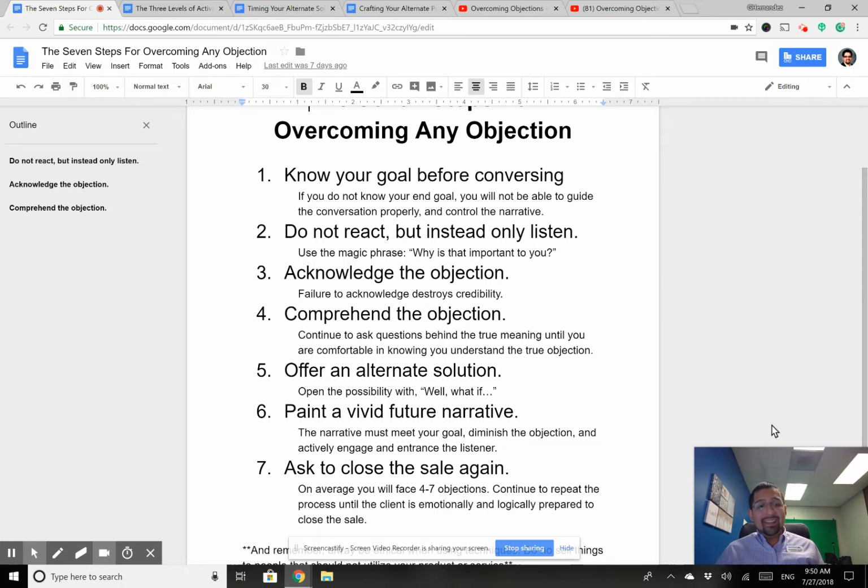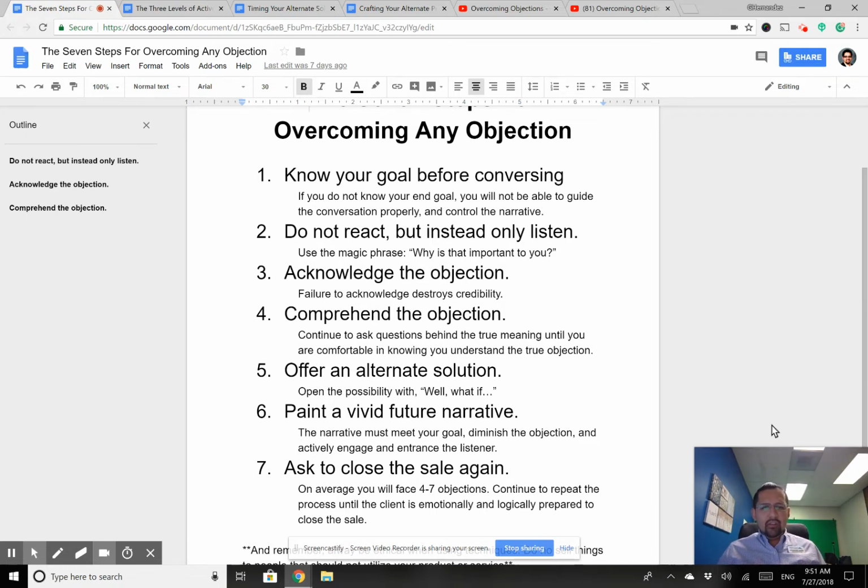If you don't bring a solution to the table, no matter how outrageous your solution may be, then you can't expect to get a good result. You have to bring a solution. You have to bring something to the table for the other person to be able to either agree or disagree with. Number six, paint a vivid future narrative.